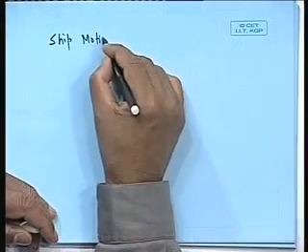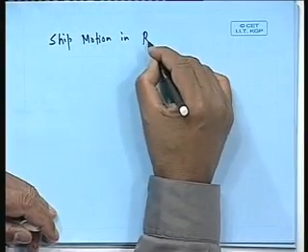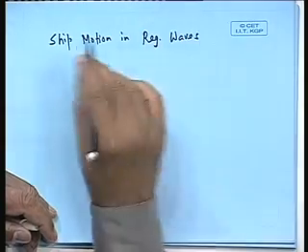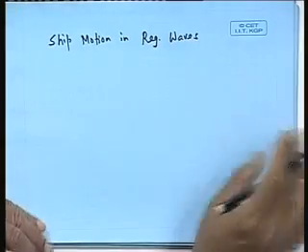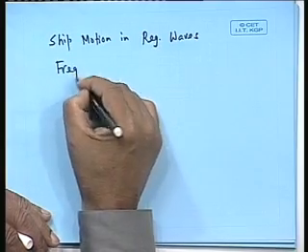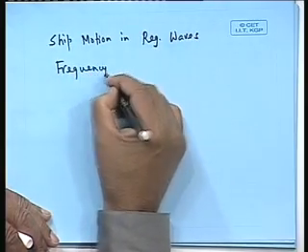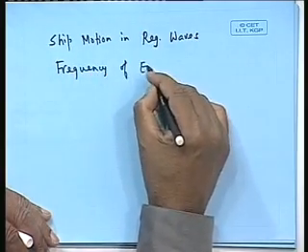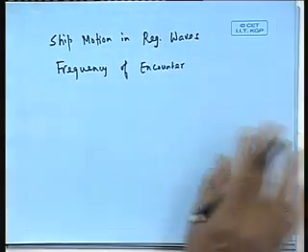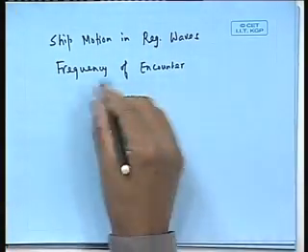We will continue our discussion on ship motion in regular wave. We will come to that a little later. First, let us now try to derive a formula for frequency of encounter.